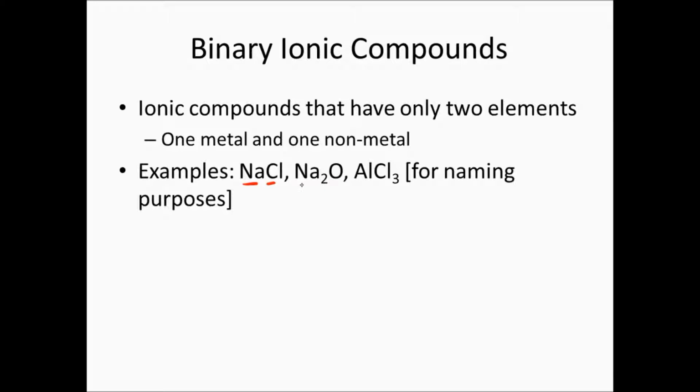Na2O, sodium oxide, Na and O. Note that it doesn't mean you have two atoms listed, it means you have two different elements. AlCl3, a lot of these aluminum compounds are molecular, but they're named similarly to ionic compounds.